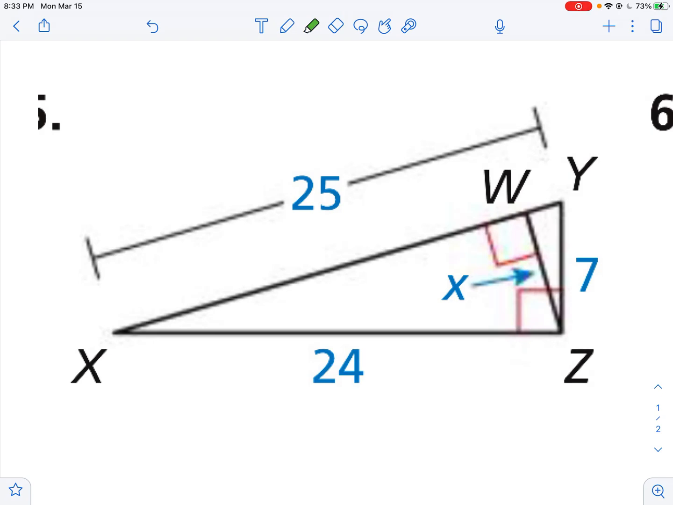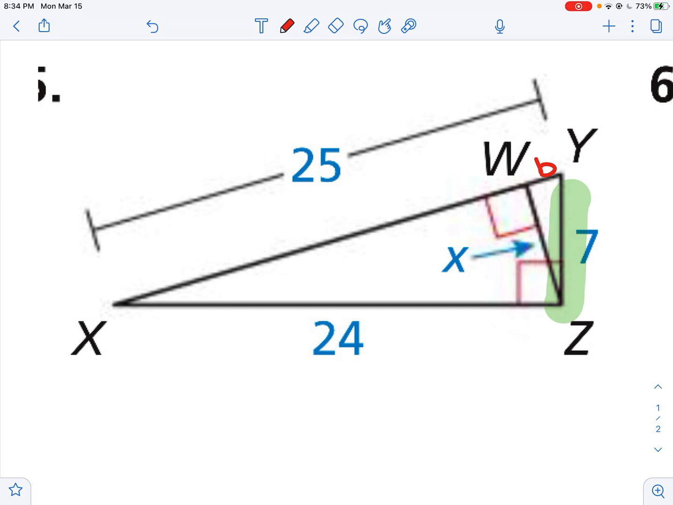So what I can do is I can find either WY or XW using either of the two legs that I was given. So I'm going to try 7. And what we have to do here is we have to introduce a variable. So maybe this is z, or you could make it w if you'd like to do that, or a or b. I'm going to leave it as b.